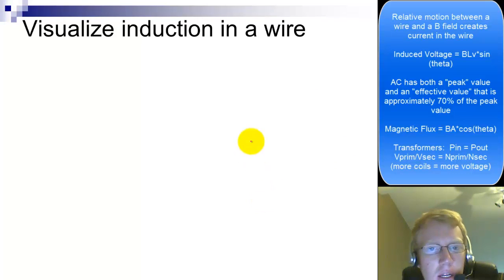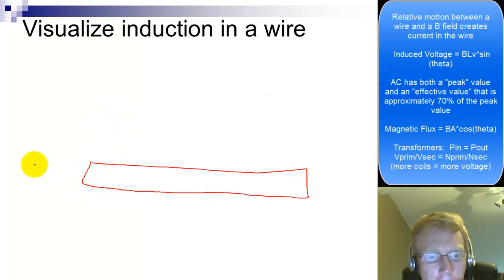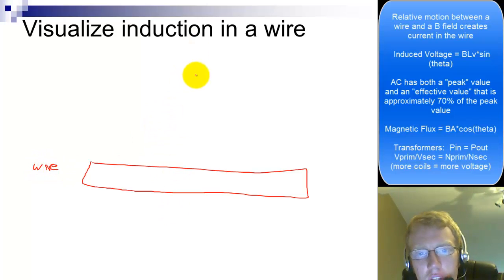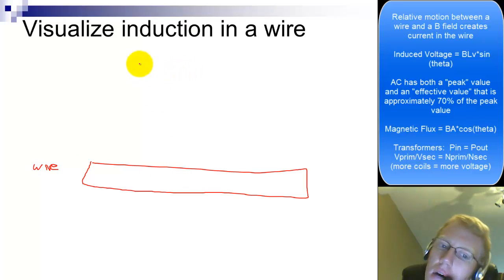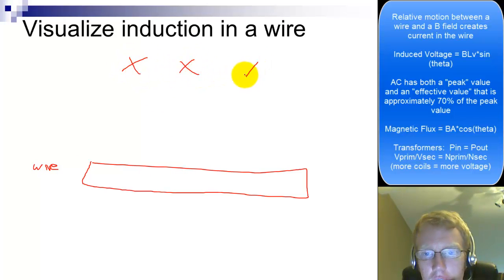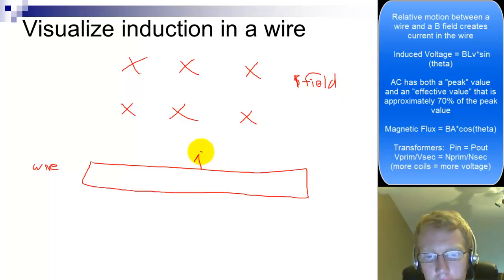So if you want to visualize this, say we've got a wire, and say we're going to move the wire this way. So let's say the magnetic field is going into the page. And we're going to move the wire this way.